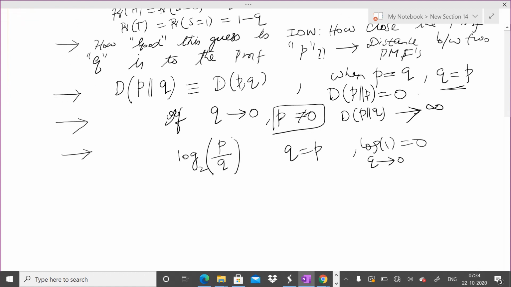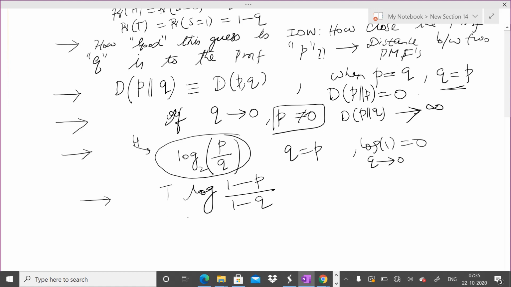Now this is the sort of a divergence, we can call it, between two distributions, P and Q. Now since we believe that P is the actual distribution, P is our actual hypothesis about the distribution, so this is not the only possible case. The other possible case is, suppose if there is a tail, then in that case the divergence is log of (1 minus P) divided by (1 minus Q), right? This was for head, this was for tail. Now what is the average divergence or average distance?